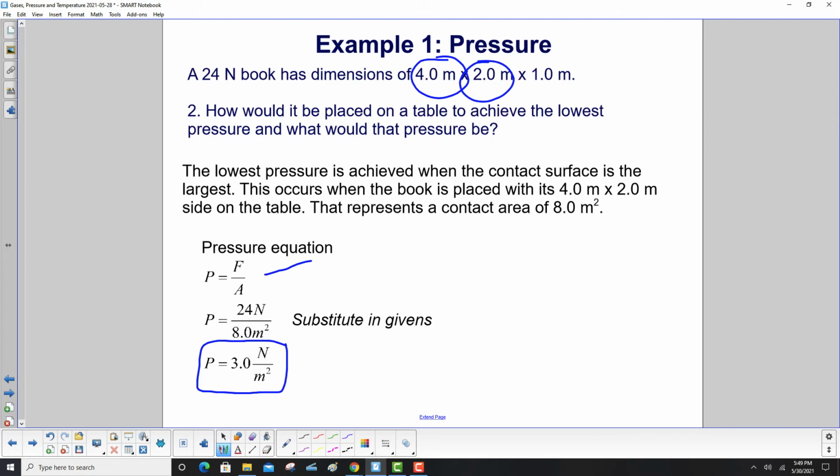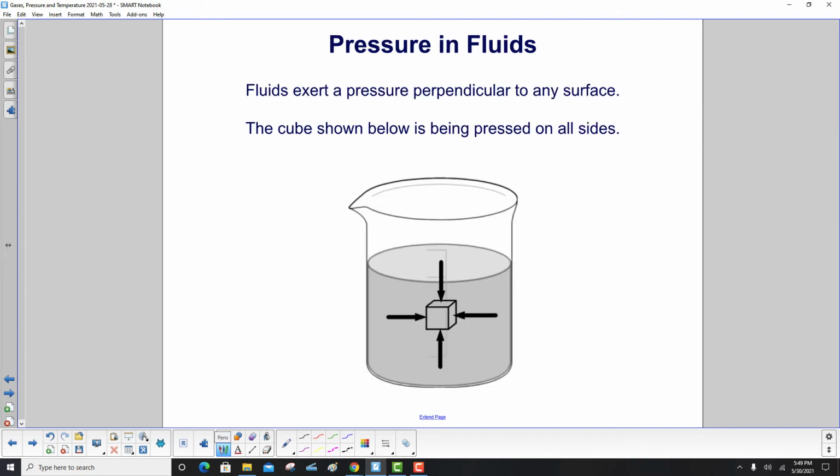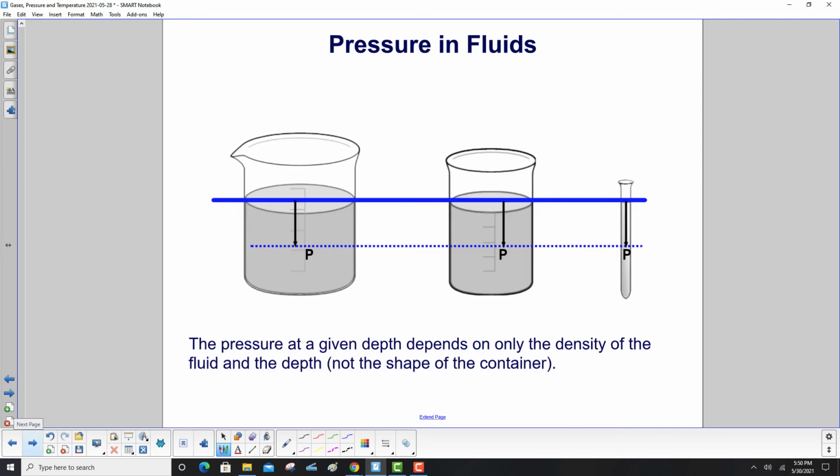Now let's move from books to fluids. Fluids exert a pressure perpendicular to any surface. If you put a little cube here in the water, it's being pressed in on all sides by the water pressure, or the fluid pressure. The pressure at a given depth, and see that? That's the depth for all 3 of these containers. It depends only on the density of the fluid and the depth, not the shape of the container.